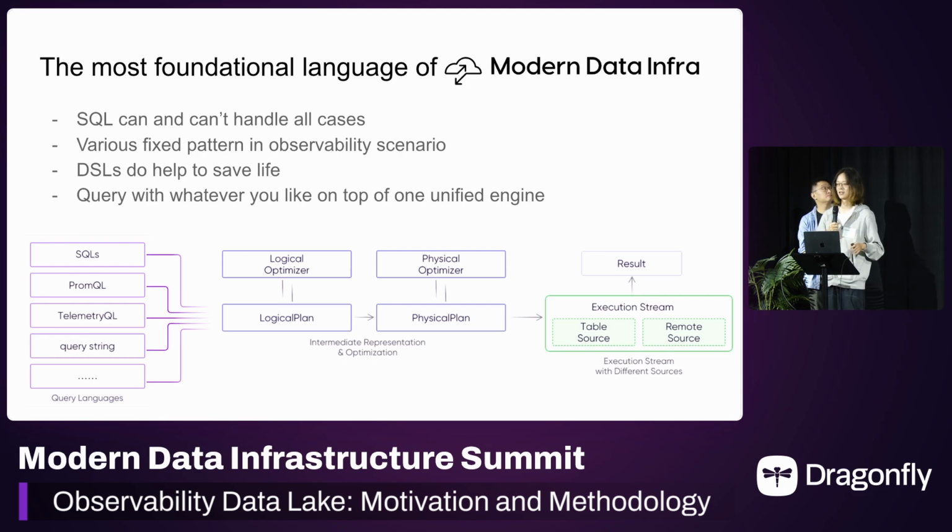I know many DSLs are not good for an engineer, and they increase the load of learning. But in our practice in observability scenarios, some DSLs do help save your life. For example, maybe the most well-used DSL, PromQL by Prometheus. Many of you might have used it. It can draw lines in a very efficient way. It can replace maybe 10 lines of SQL with one line of PromQL.